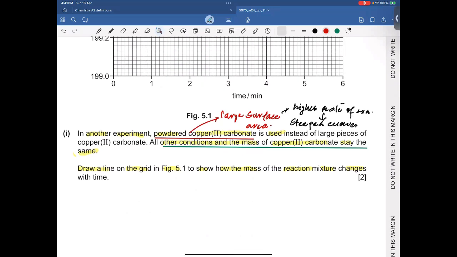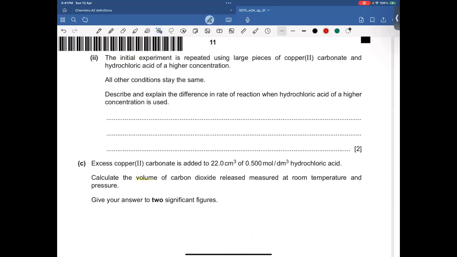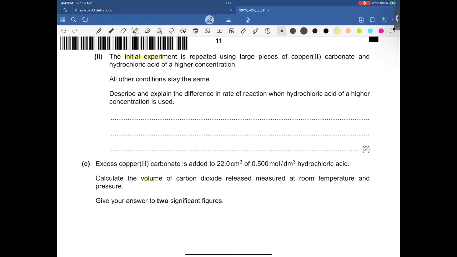I hope it makes sense to you. Next, the initial experiment is repeated using large pieces of copper carbonate and hydrochloric acid of a higher concentration. So the concentration of hydrochloric acid increases. Describe and explain the difference in the rate of reaction when hydrochloric acid of a higher concentration is used. That's easy.